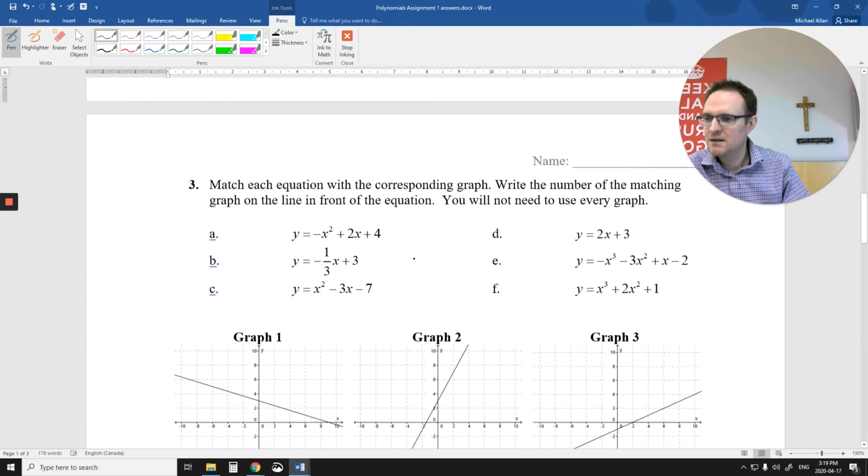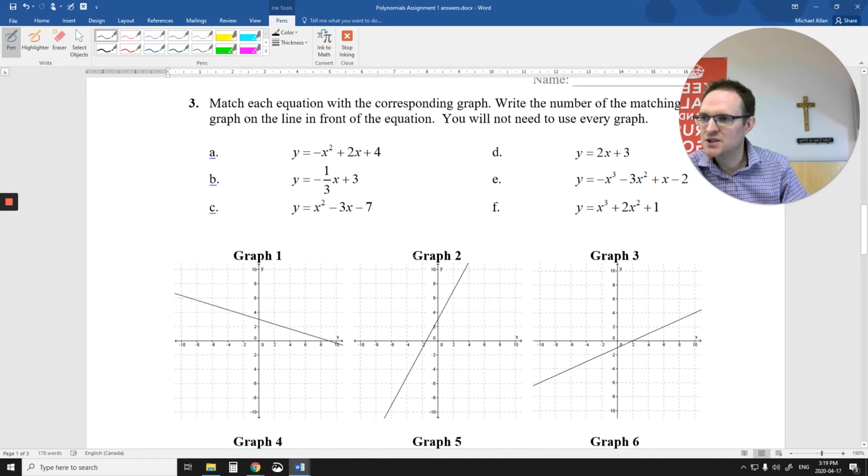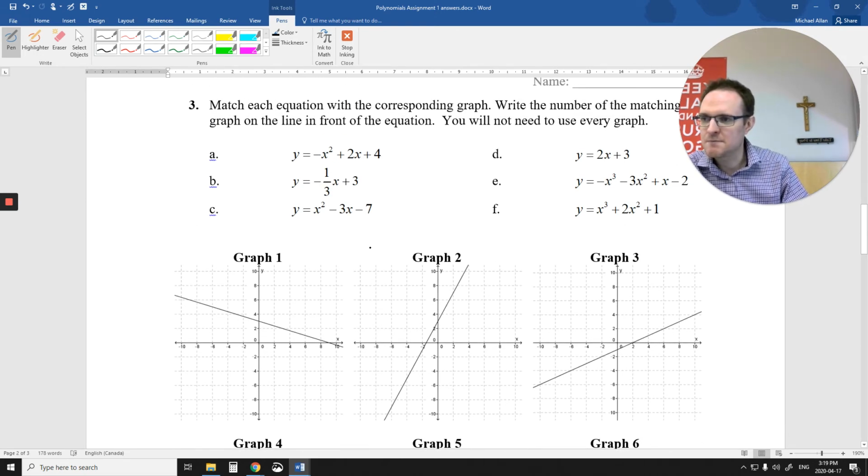Cool. Let's check out the next one here. This one's just a matching one. You could just match these up by graphing them, but I'm going to try my best not to graph them. So these first 3 graphs, 1, 2, and 3, are linear graphs. So I'm going to look for just the ones that have degree 1.